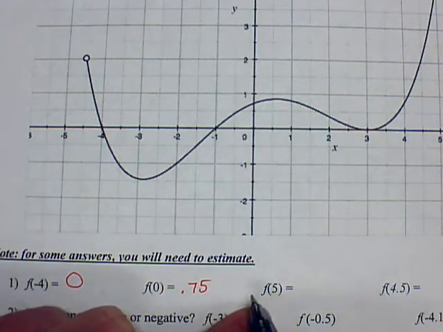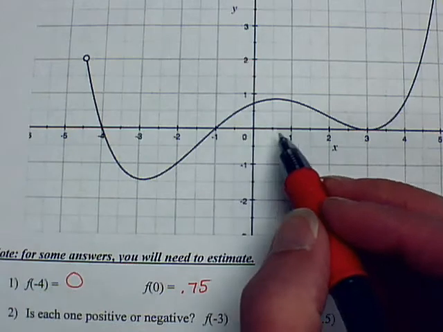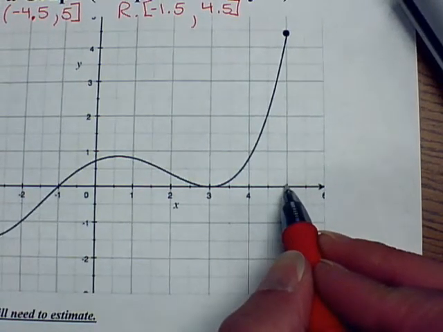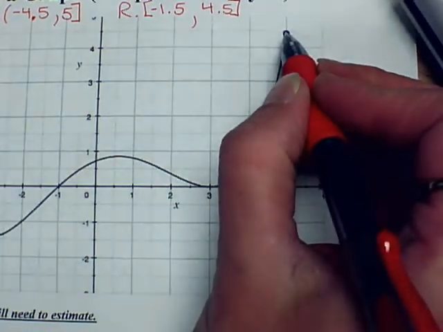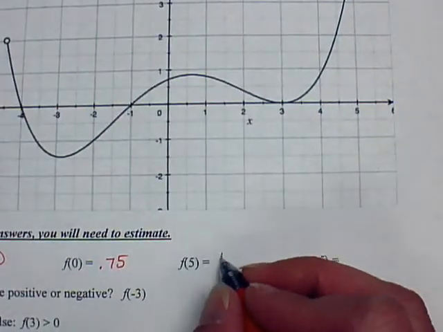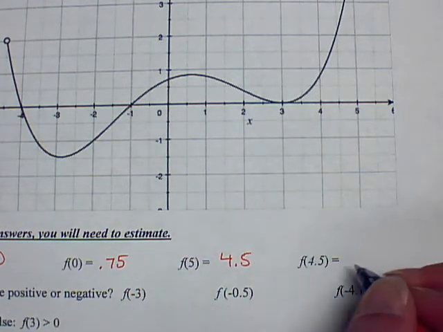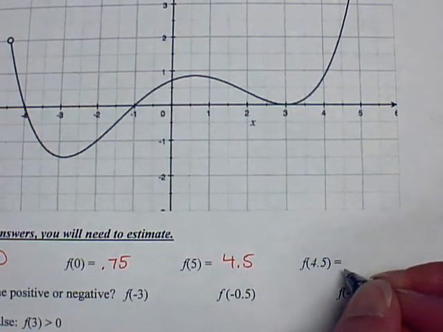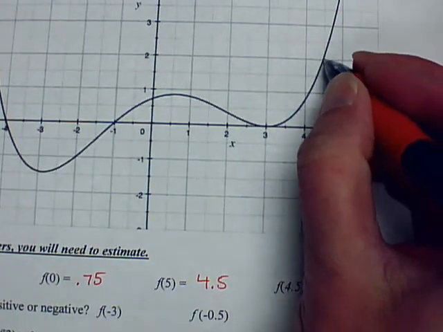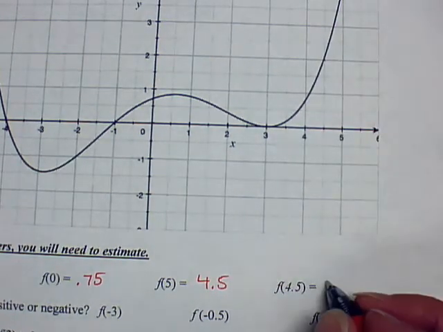The next one, f of 5. Well, let's see. Okay, so I'm going to move the camera. There's the x coordinate 5, so the point associated with it is up here. The y value there is 4.5. F of 4.5. There, and that's the point 2.